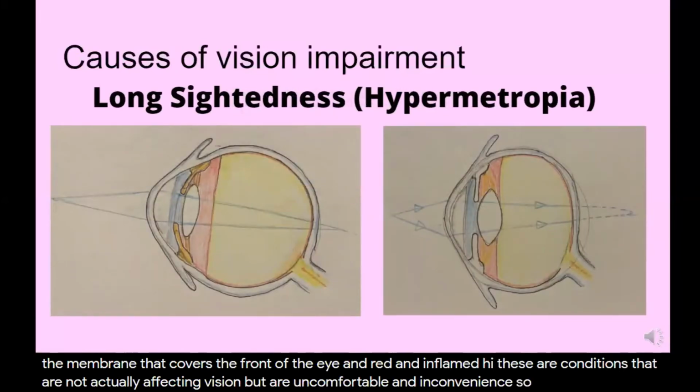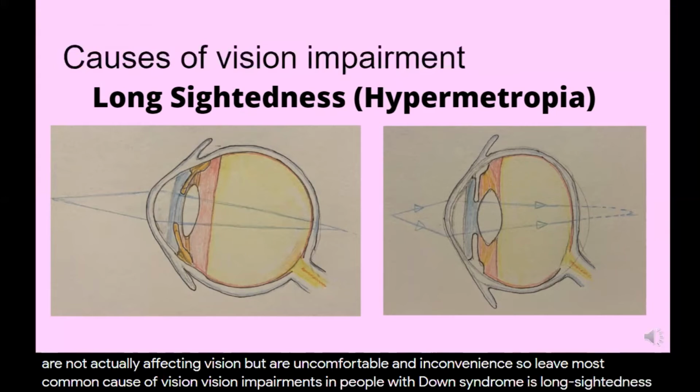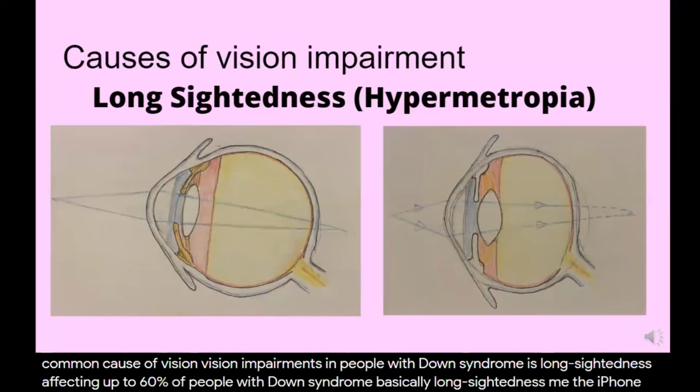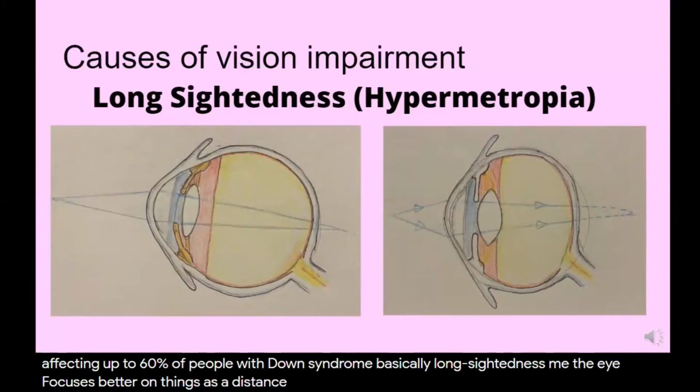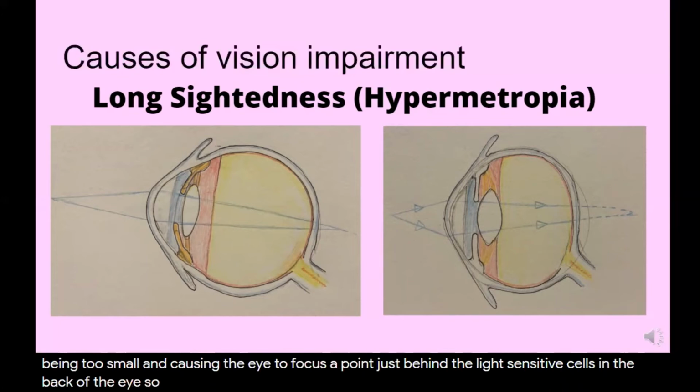So the most common cause of vision impairment in people with Down syndrome is long-sightedness, affecting up to 60% of people with Down syndrome. Basically, long-sightedness means that the eye focuses better on things at a distance rather than close up. It can be caused by the eyeball itself being too small, causing the eye to focus at a point just behind the light-sensitive cells in the back of the eye.